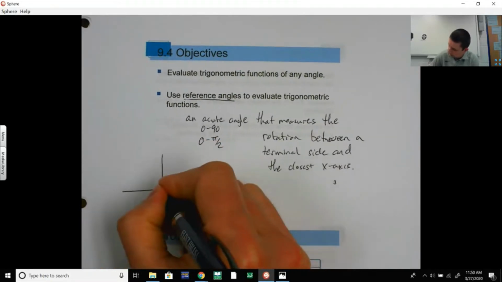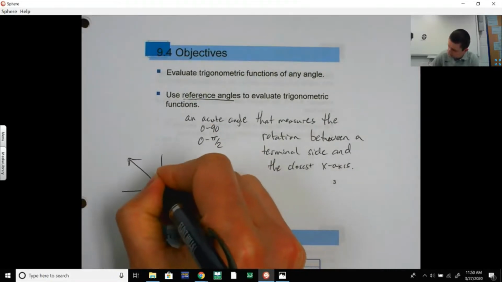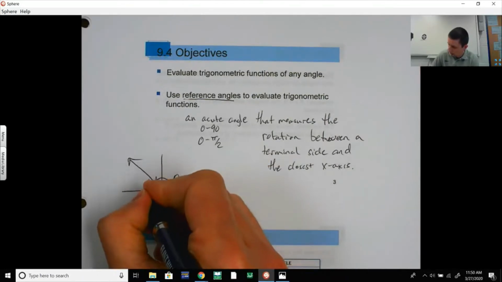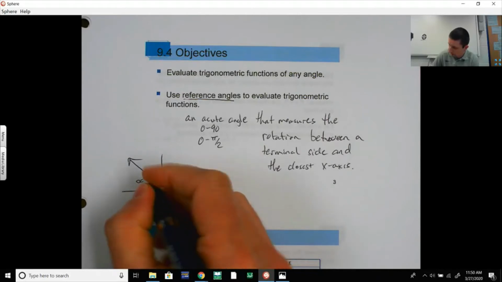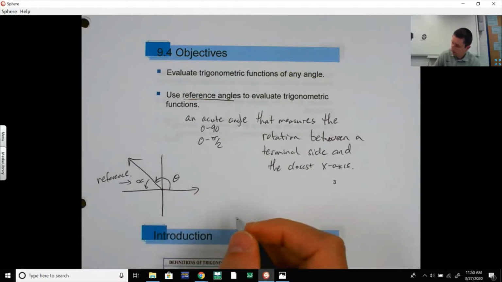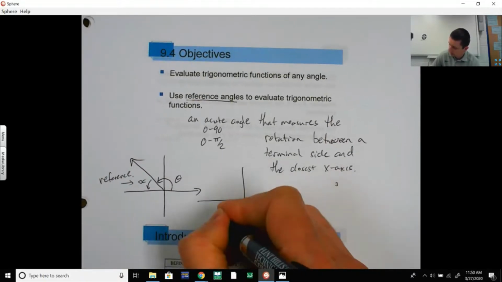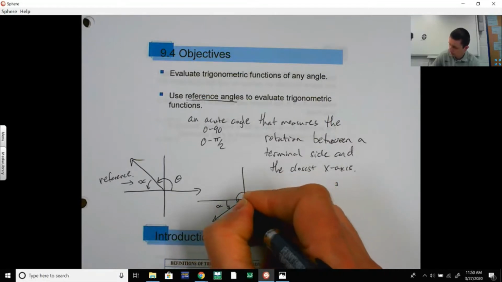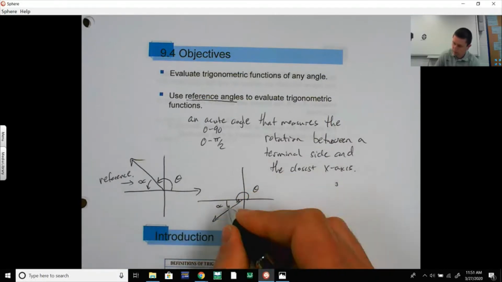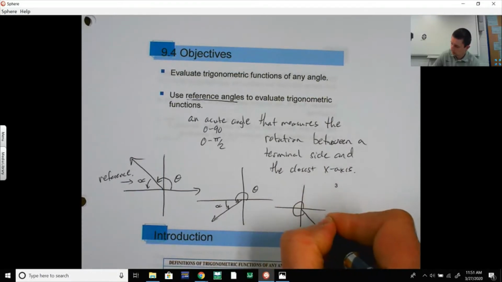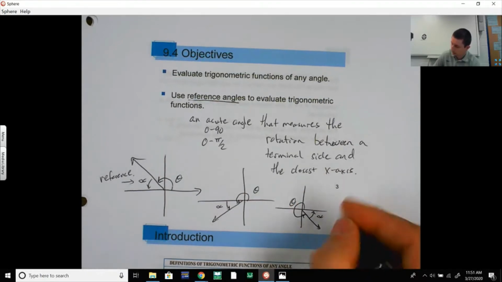So if you have an angle that goes over here, so this is your rotation right there, if that's theta, this right here would be alpha. That would be your reference angle. It's always going to be positive. So if you have one that's down here, this right here is going to be your reference angle. So even though this is theta, or even this is theta, that's going to be your reference angle. And so you go around here, this is your reference angle. Theta is your standard one, alpha a lot of times is your reference angle.